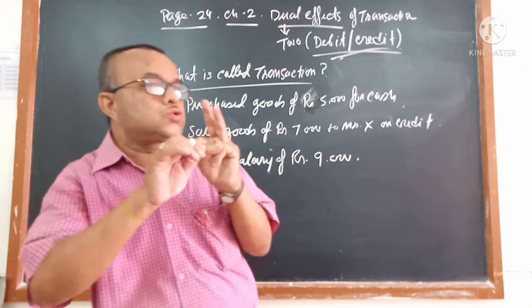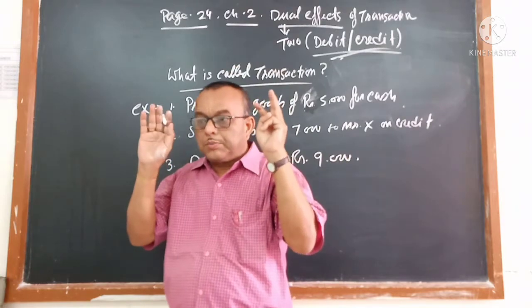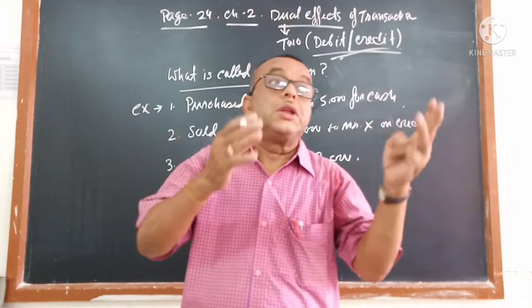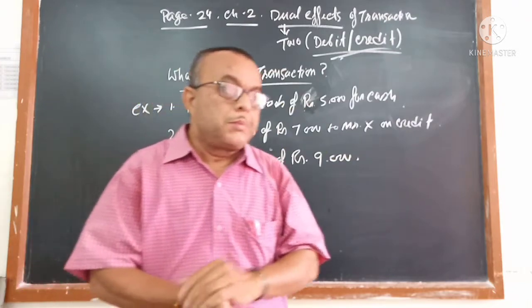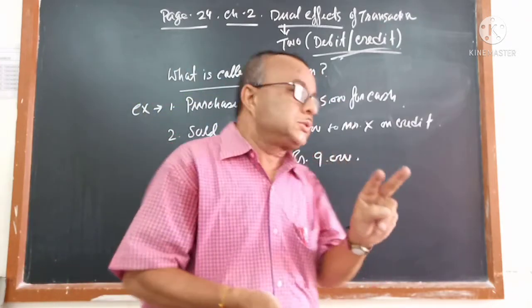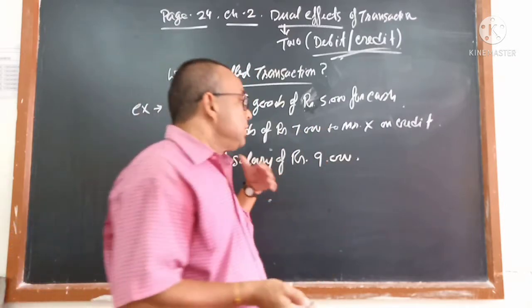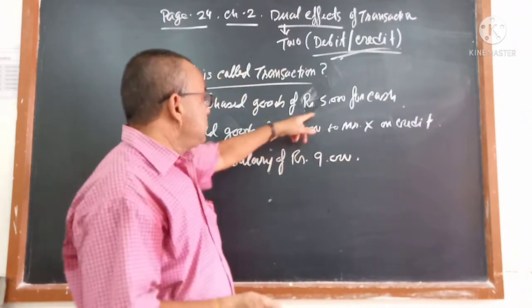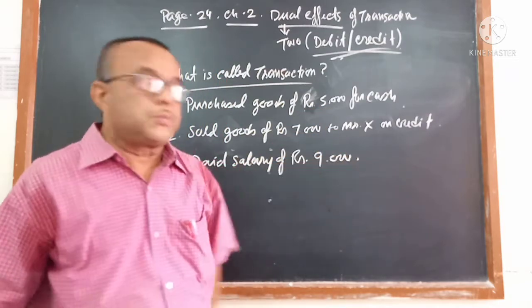1, there should be at least 2 parties. Every time it is not possible to see the 2 persons on the spot, but there should be at least 2 parties. 2, there should be exchange of goods, services and money, and 3, it should be measured in terms of money. Here you see the 5,000, 7,000 and 9,000, all 3 are measured in terms of money.